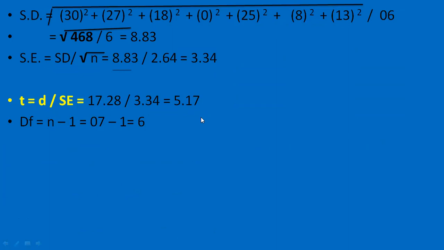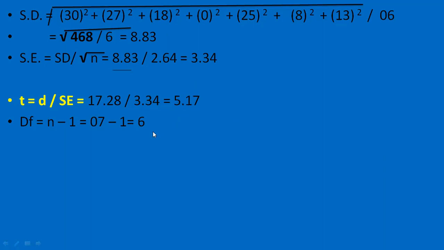So like this, we calculate the t value. Please remember, you have to find out first the difference. Second, you have to find the mean of the differences. Then third, you have to find out the standard deviation. Fourth, you have to find out the standard error. And fifth, you have to put the values in the formula of t and calculate the t value. So our calculated t value is 5.17.